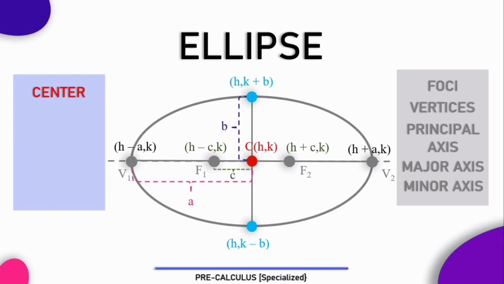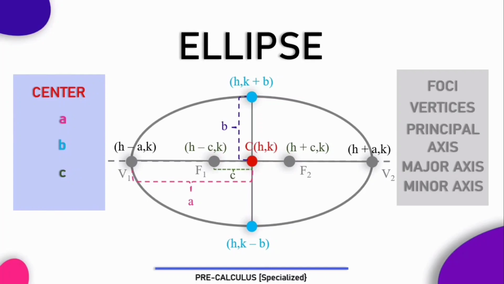And for f sub 2, we have h plus c, k. Pagdating sa ellipse, ang kailangan nyo lang tandaan ay of course, the center with the coordinate of h and k, yung value ng a, b, and c. Plus in ellipse, a should always be greater than b. Mas malaki lagi ang value ni a kaysa b.